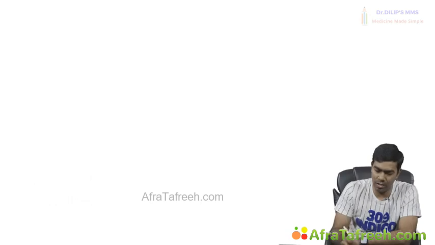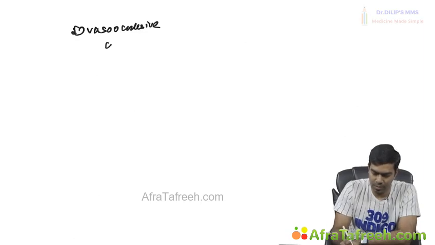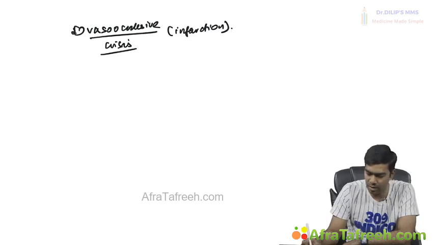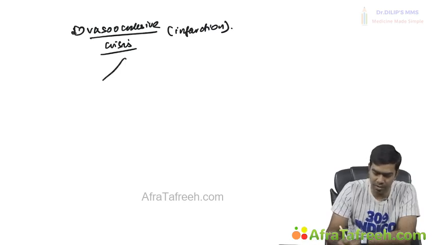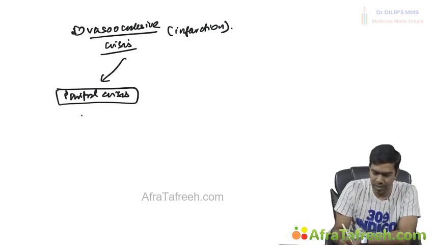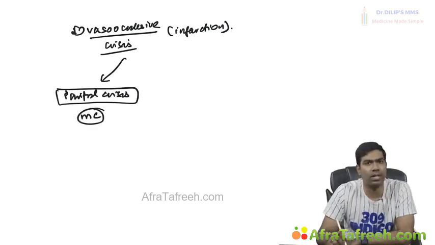So then next thing, you can think about vaso-occlusive crisis and infection. If you ask me about vaso-occlusive crisis, the first division of a vaso-occlusive crisis is something called a painful crisis. This painful crisis tends to be the most common of all the crises.